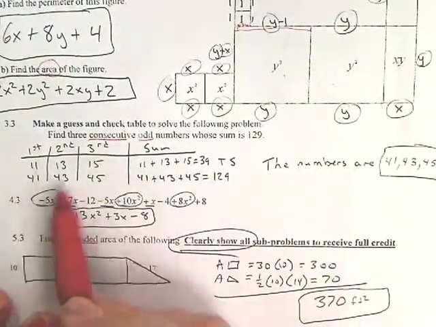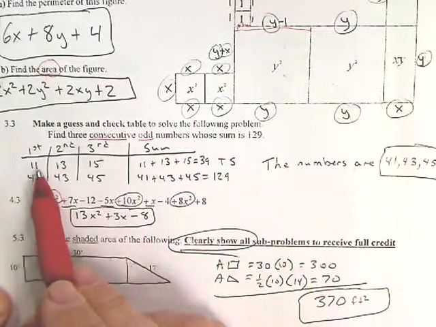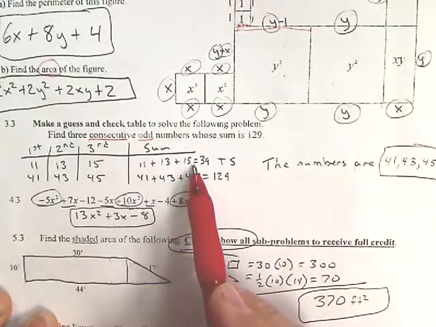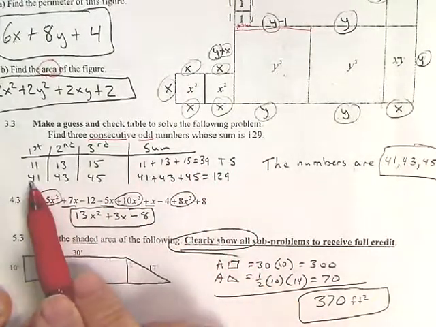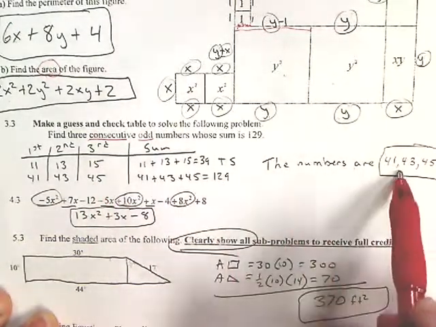Consecutive odd. So all of them have to be odds, and they have to be consecutive, one right after the other. So 11, 13, 15. The sum means you add them together. And that was too small. I'm going to guess 41, 43, 45. Those all added up to be 129, so those are my three numbers.